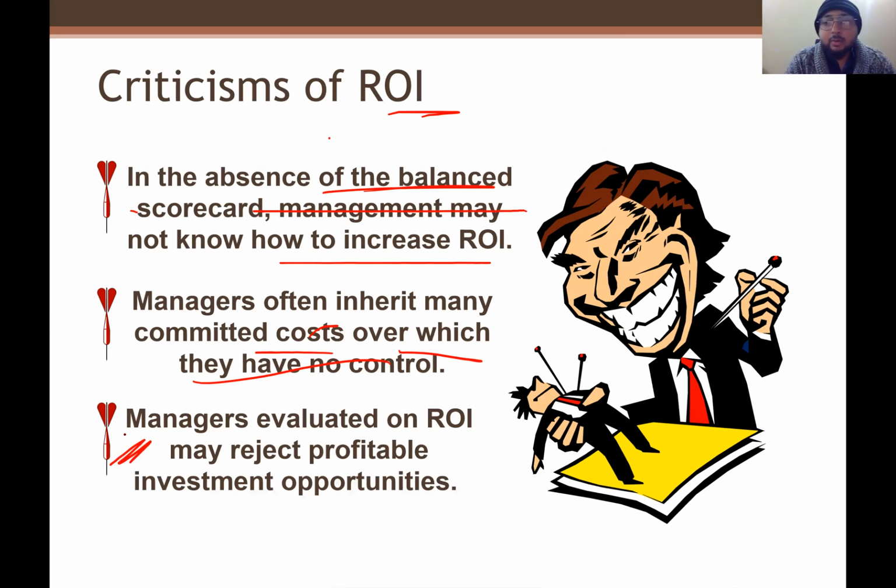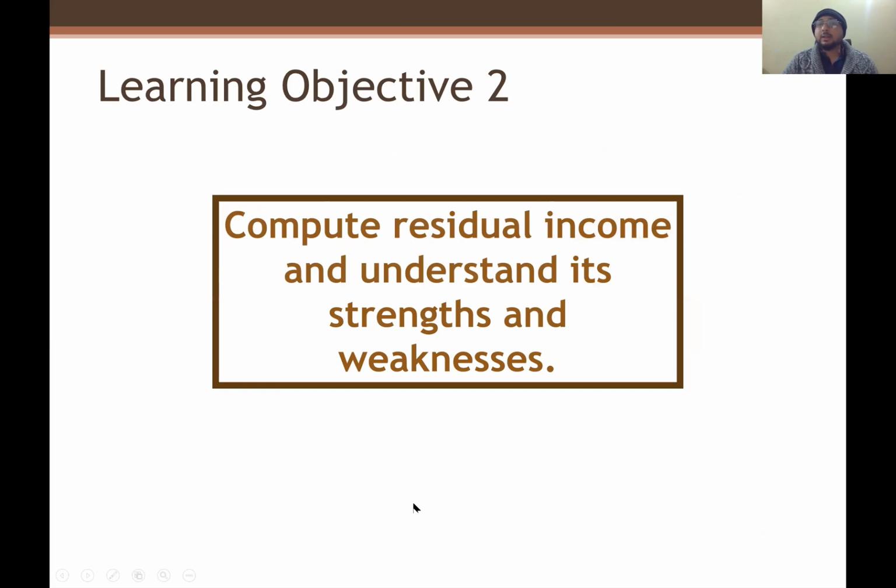Managers evaluated on ROI may reject profitable opportunities as well. So look at our previous example. That was a profitable opportunity. If it is given to you, you will always reject it, because I'm being evaluated on an ROI basis, and in that case my performance is going to go down, right? So then there is another method. We call this the residual income method. So let's talk about its strengths and weaknesses here.